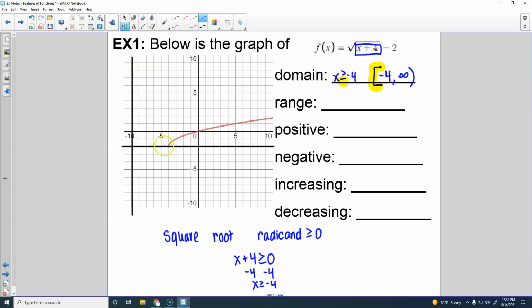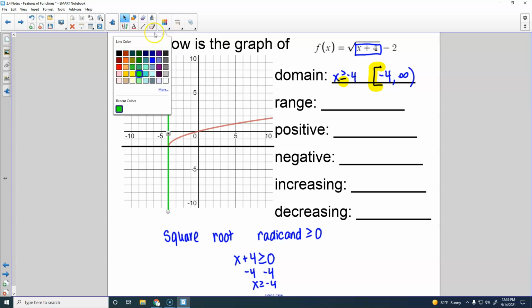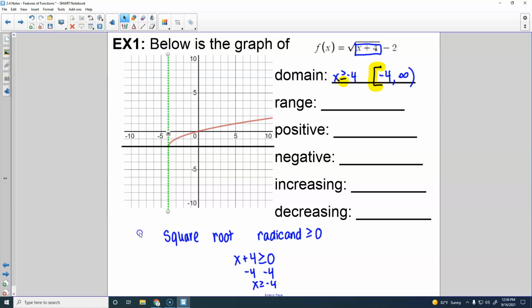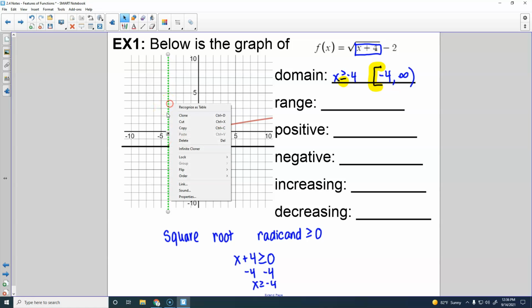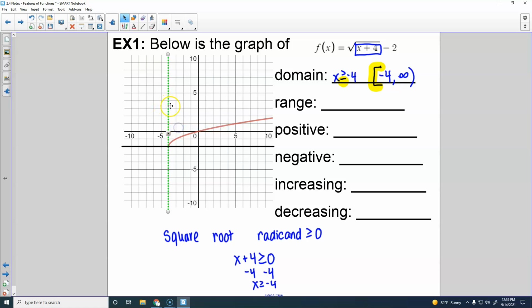Thinking about this from the graph, if we look at our x-axis, right here is where x equals -4, and we could keep on going forever up to infinity over here. That graph is going to keep going on forever. So -4 to infinity.